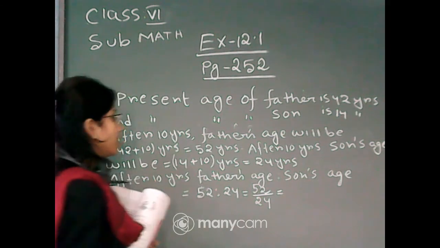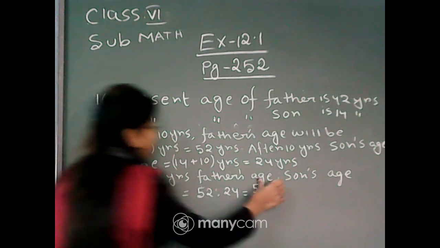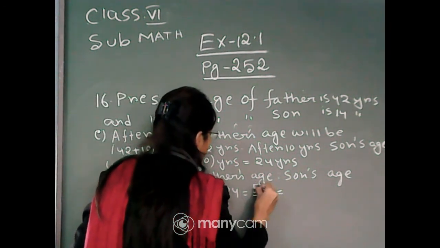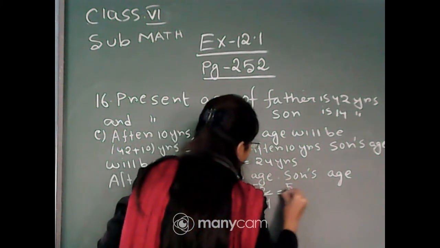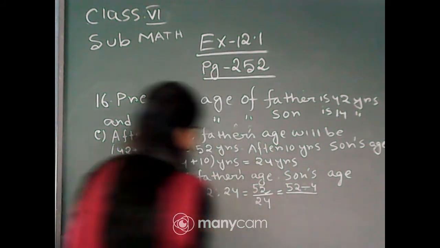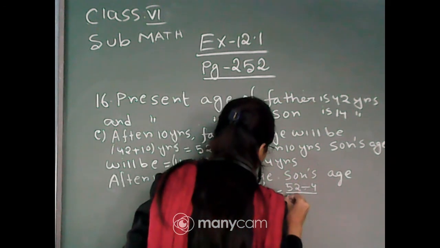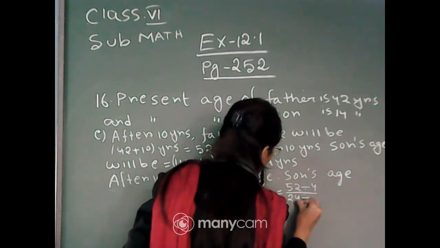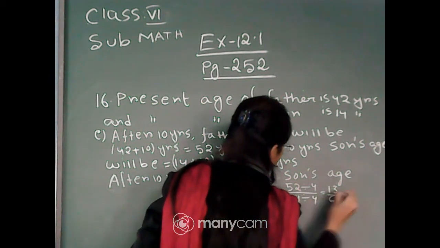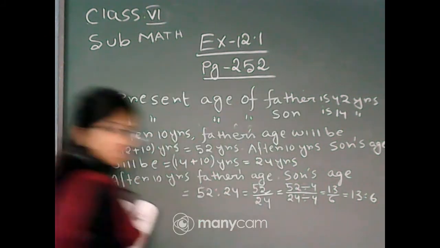Now we divide both the numerator and the denominator by 4, since HCF of 52 and 24 is 4. So we divide both the numerator and the denominator by 4 and we get 13 divided by 6. That is 13 is to 6. Okay.